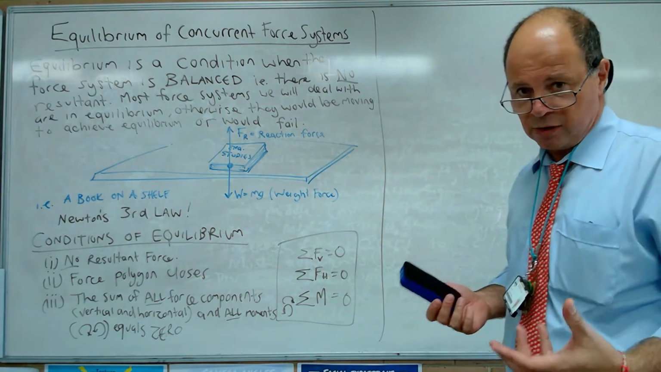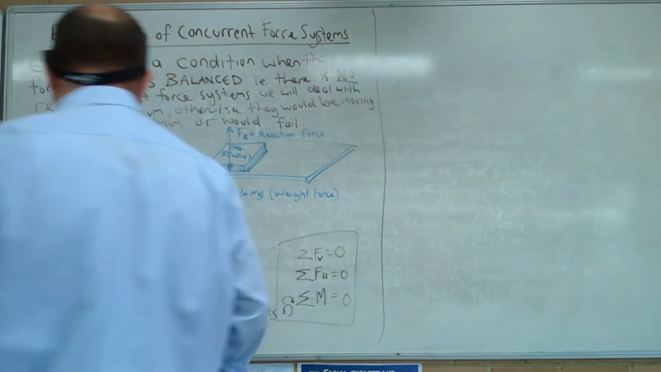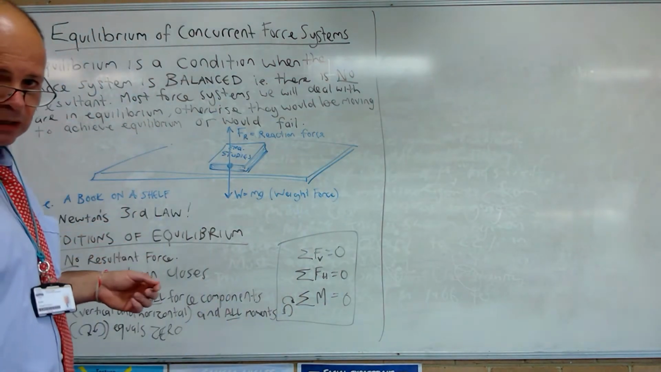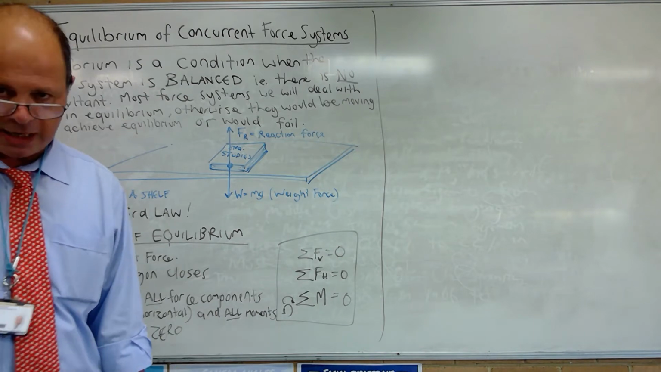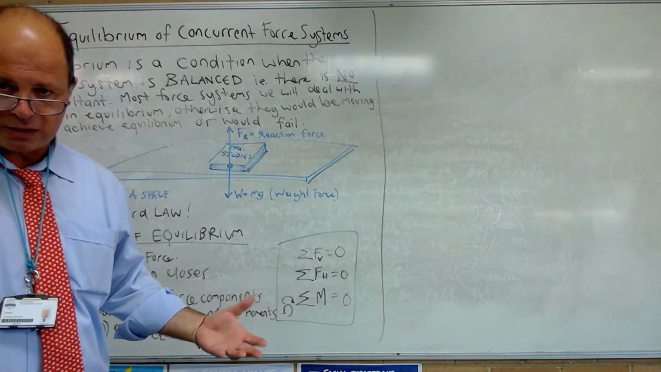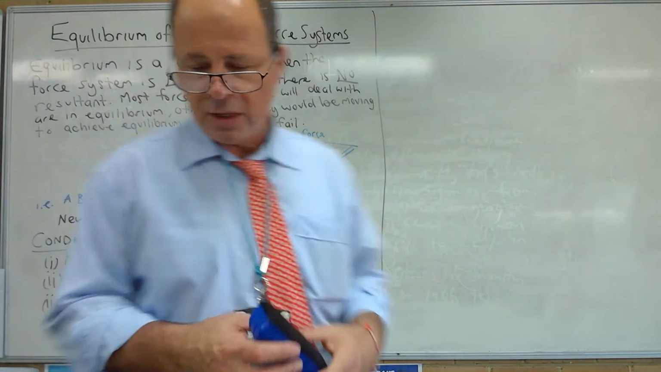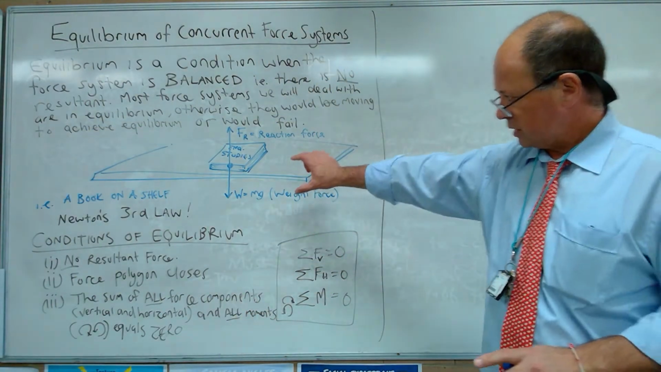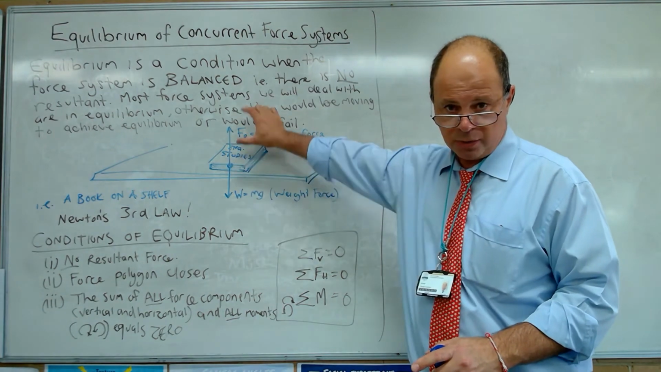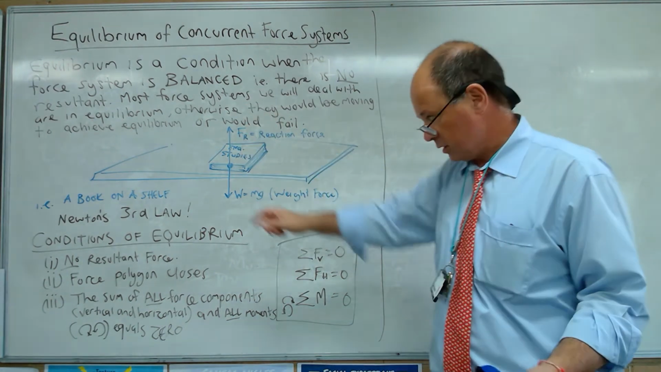Now, there's conditions of equilibrium, and these are the conditions later on when we talk about calculating moments and reactions at supports for truss analysis, but this is something we need to get our heads around now so that it won't be so difficult. The conditions are no resultant force. So we can see here that this and this are equal in opposite directions, therefore we have no resultant.